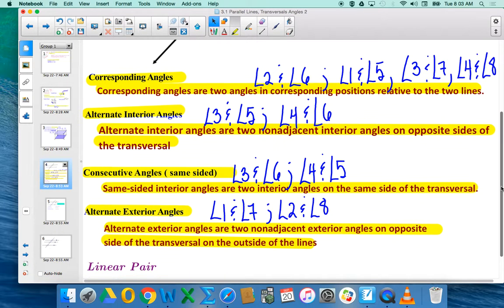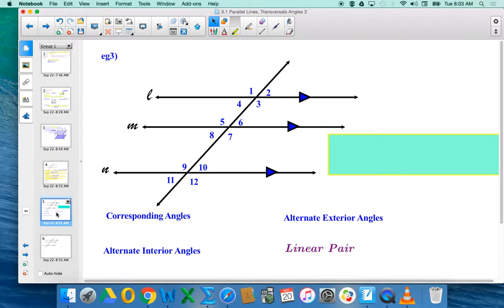All right, so I'd like to look at this next picture. What is the difference between this picture and the one that we just looked at? The lines are parallel. So we know that this line is parallel to this line, is parallel to that line. If the lines are parallel, then corresponding angles, alternate exterior angles, alternate interior angles, and same-sided interior angles have specific relationships.